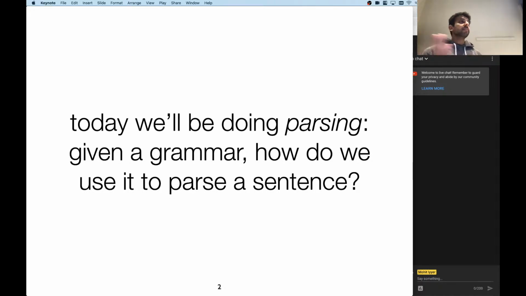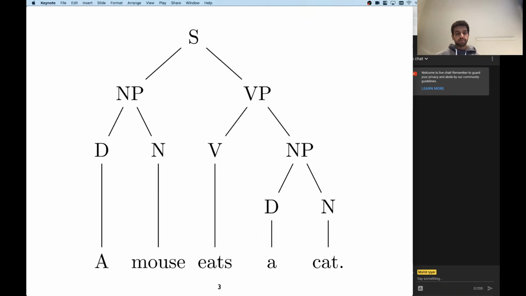So the specific setting is we're given a grammar, and we'll talk exactly about what a grammar is. But given a grammar which tells us the rules of the language, how do we use that grammar to obtain a parse tree structure of a sentence? So as an example, here we have the sentence, a mouse eats a cat, and we have a tree-like representation of the sentence, which is something like what we would want to obtain from the methods that we'll be discussing in this lecture. So you can see here that this is a binary tree.